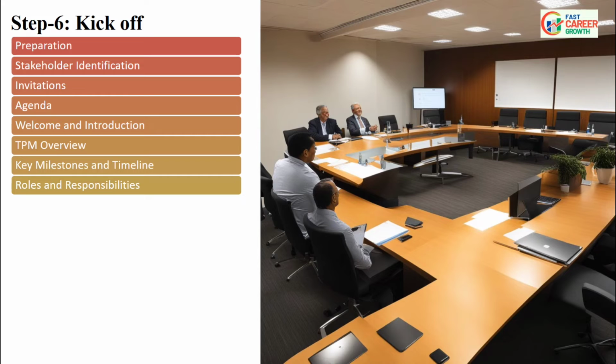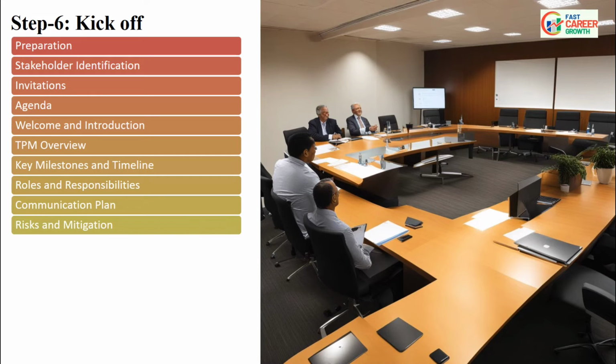Communication plan. Discuss the communication plan, including the channels and frequency of updates and reporting. This ensures that stakeholders know how they will stay informed throughout the project. Risks and mitigation. Identify potential risks and challenges that could impact the project and discuss how these will be managed and mitigated.